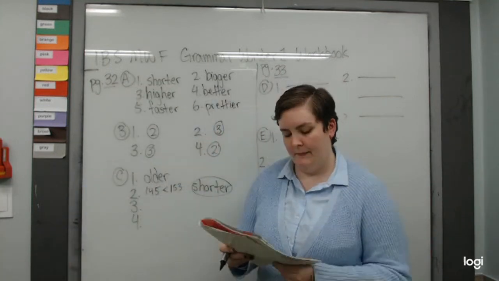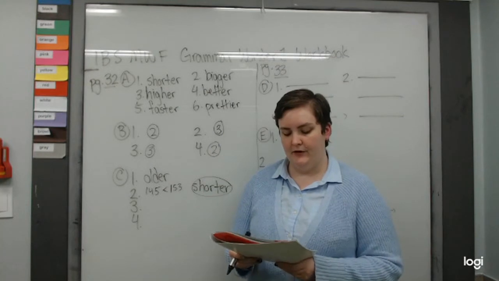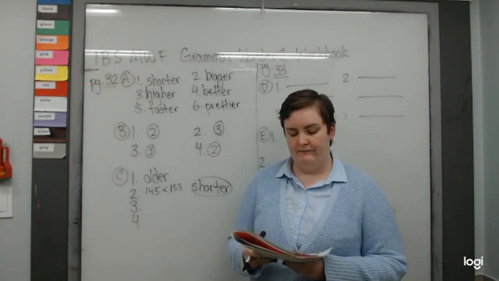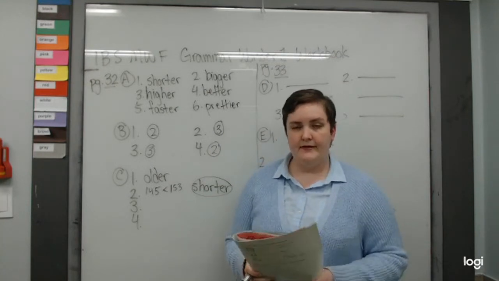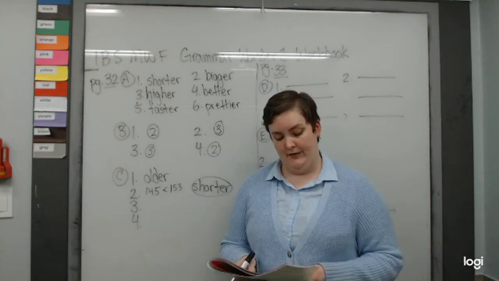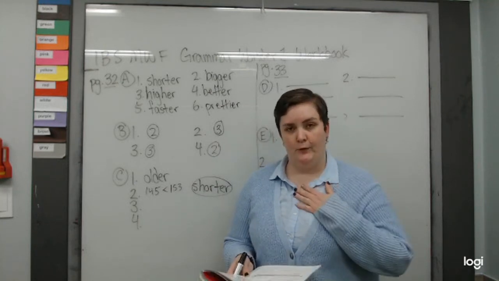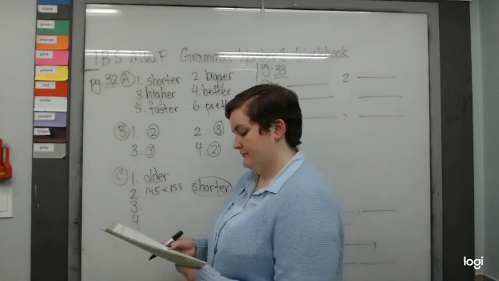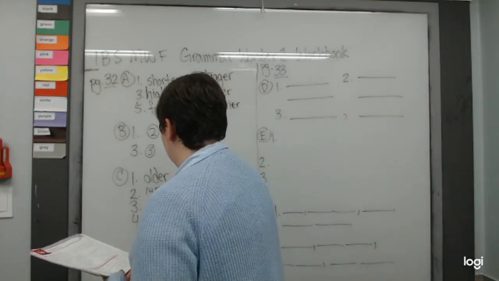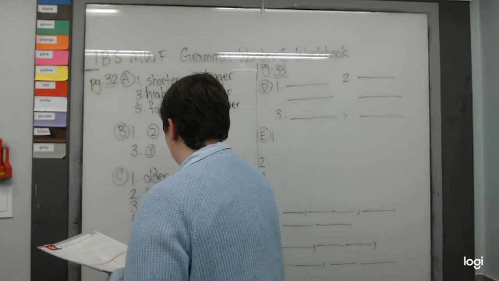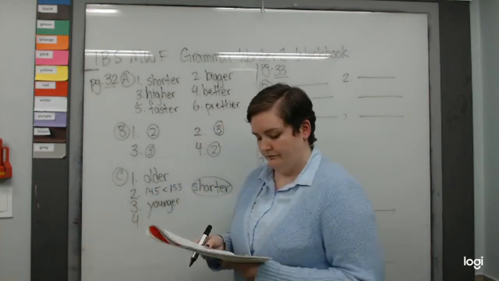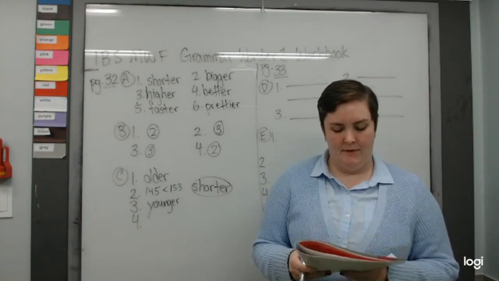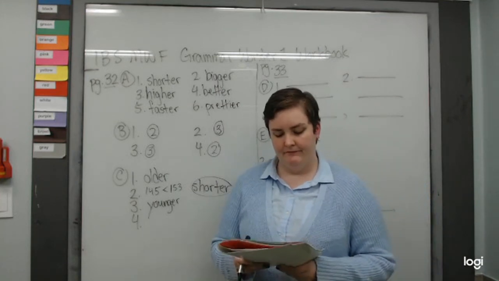Number 3, my sister is 12 years old. She is younger than me. If my sister is 12 and I am 13, I am older, so she is younger. I am older than my brother and my sister.